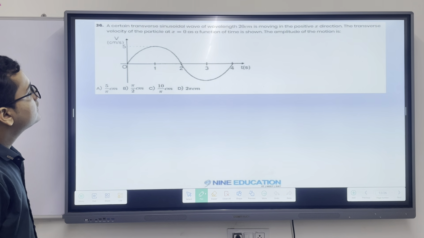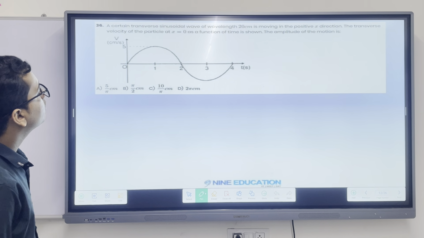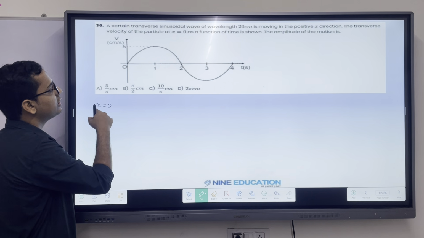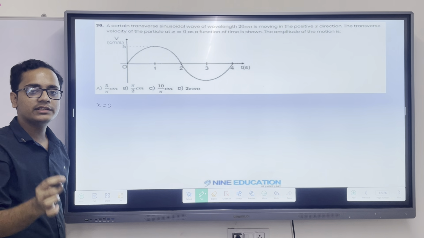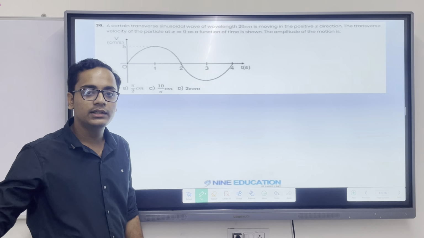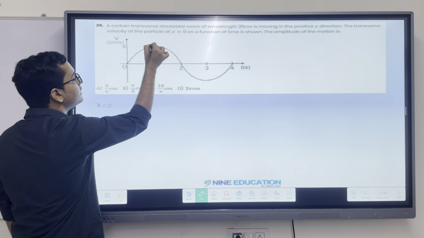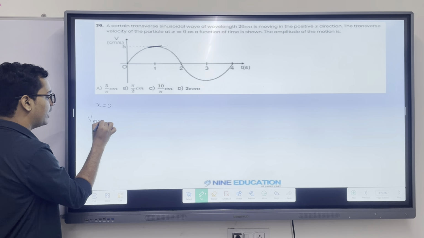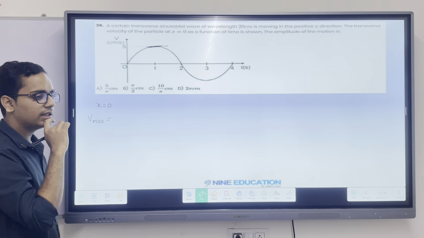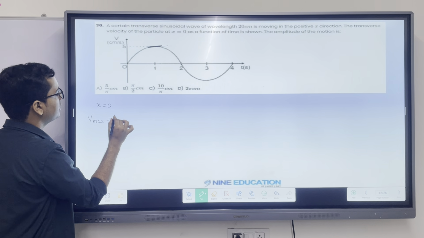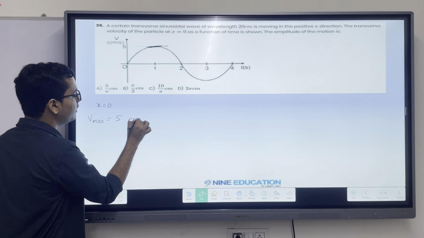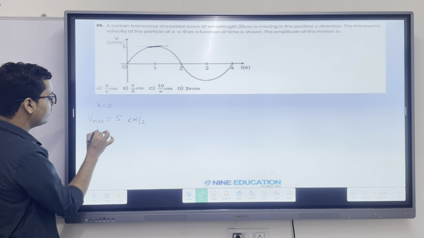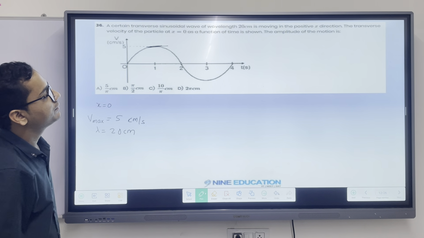A certain transverse sinusoidal wave has an equation. So the velocity of the particle at x equal to 0 is given. For the particle present at x equal to 0, its velocity and time relation is given. You can clearly see there is some maximum value of the velocity. From the graph, even if this is not clearly visible, you can see in your question paper that the Vmax value is basically 5 centimeter per second. And the wavelength is given in the question, which is 20 centimeter.